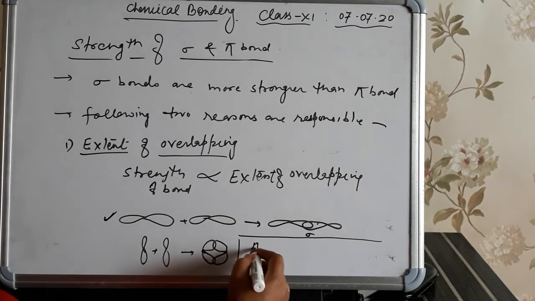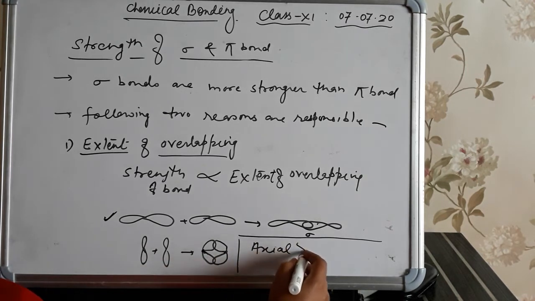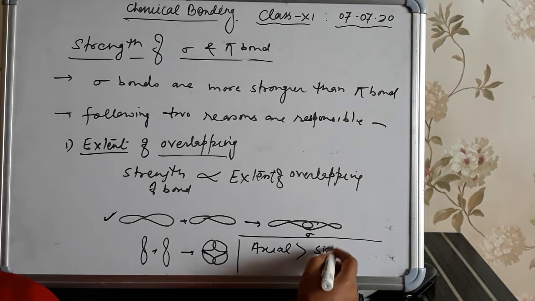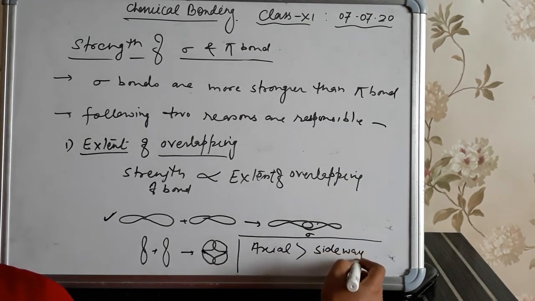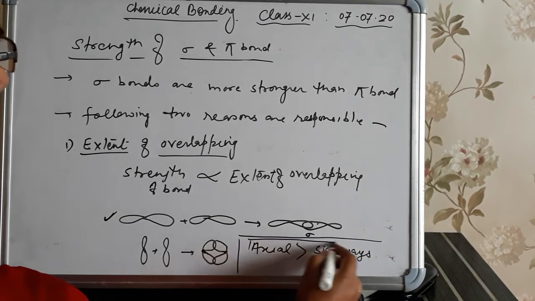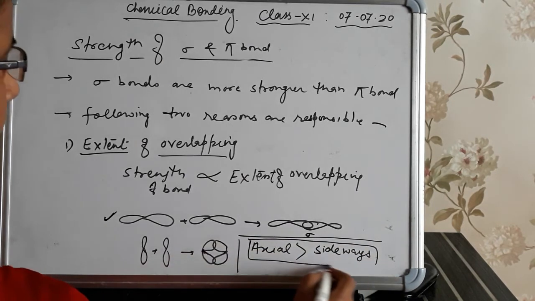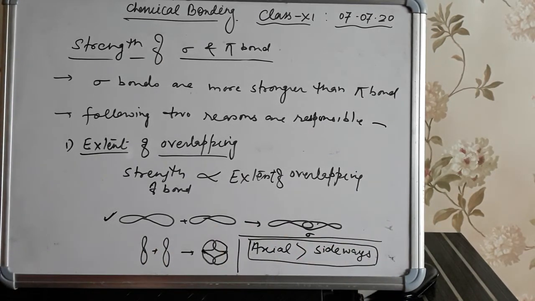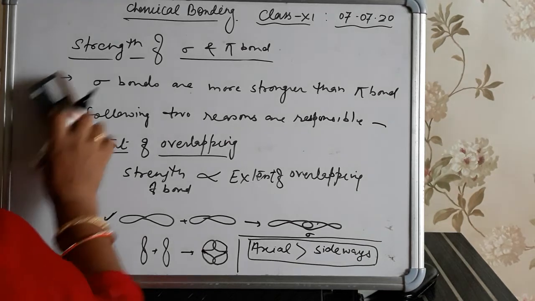So we can say that axial overlapping is greater than sideways overlapping. So students, remember it: whenever axial overlapping takes place, the formation of a sigma bond takes place, and a sigma bond is a stronger bond than the pi bond, because a pi bond is formed by sidewise overlapping, and in that condition no greater extent of overlapping takes place. So a pi bond is always weaker than a sigma bond.